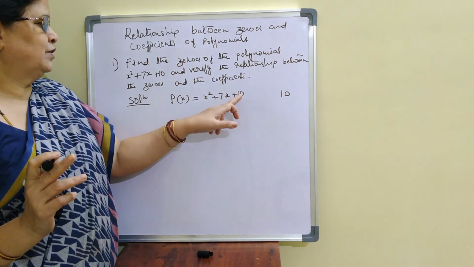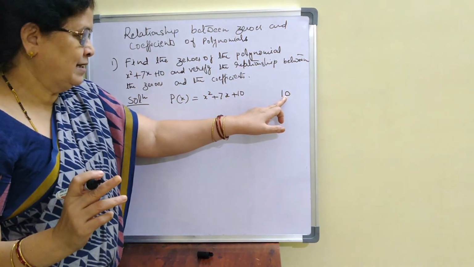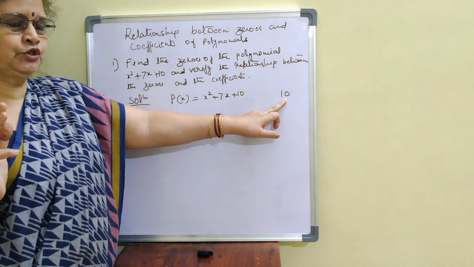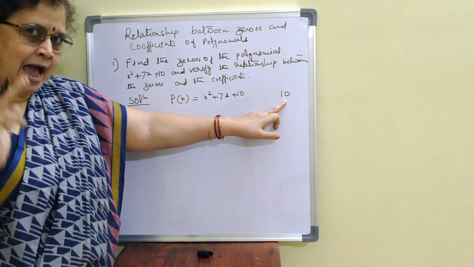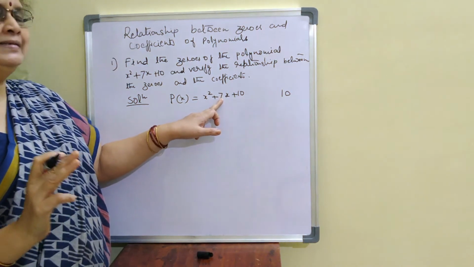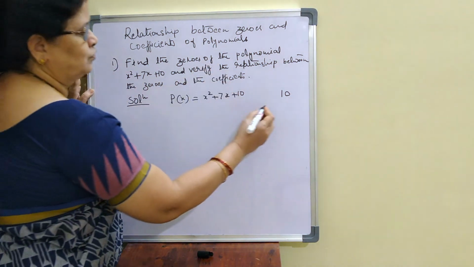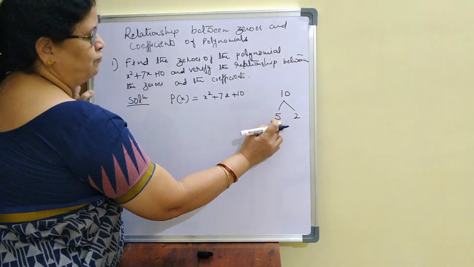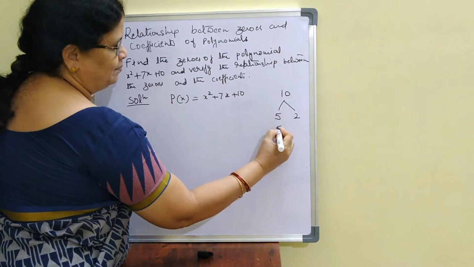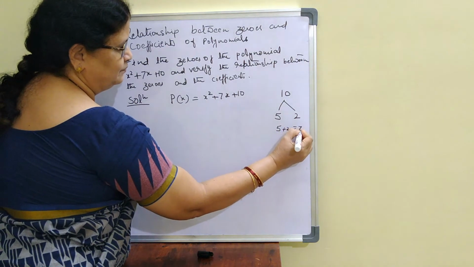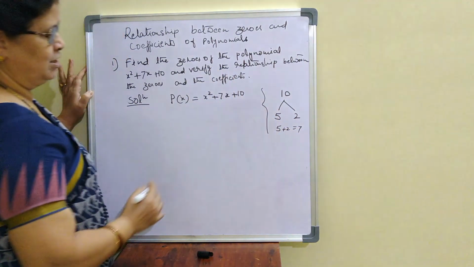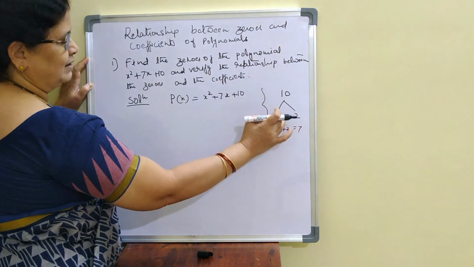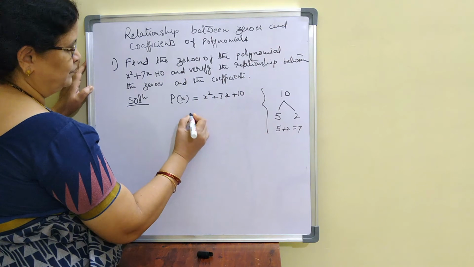So how to proceed for this? Write down 10 here. I need to find two numbers whose multiplication should be 10, and when I add them, the sum should be 7. So I get two numbers like 5 and 2. 5 twos are 10 and 5 plus 2 is 7. So like this we need to split the middle term, getting integer numbers.